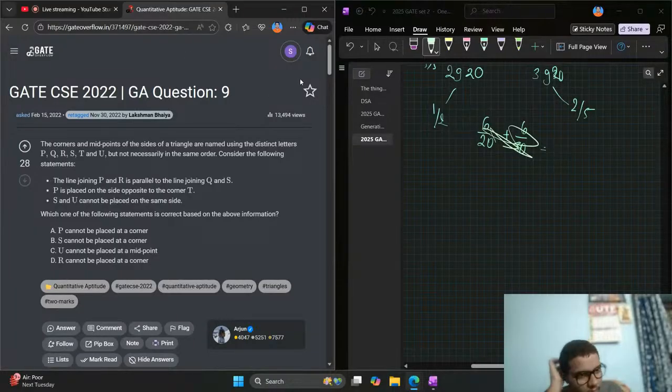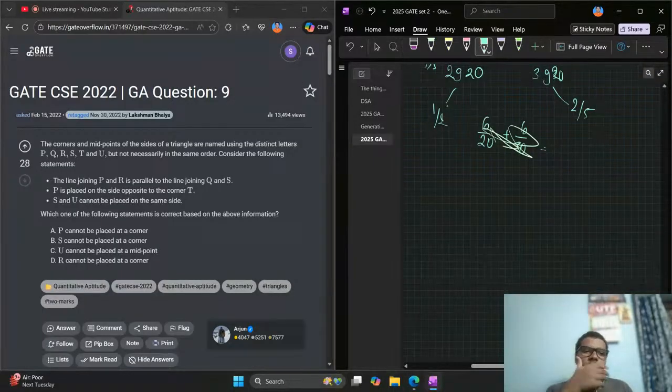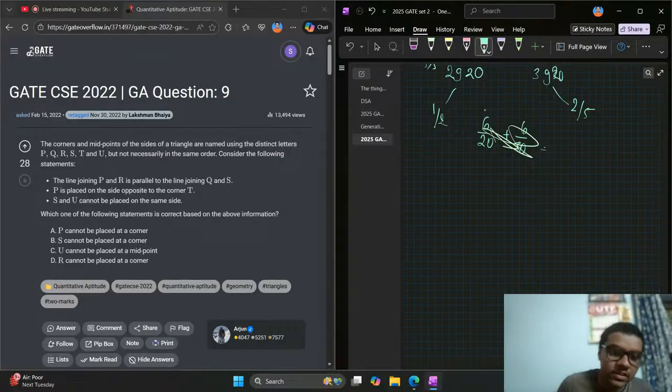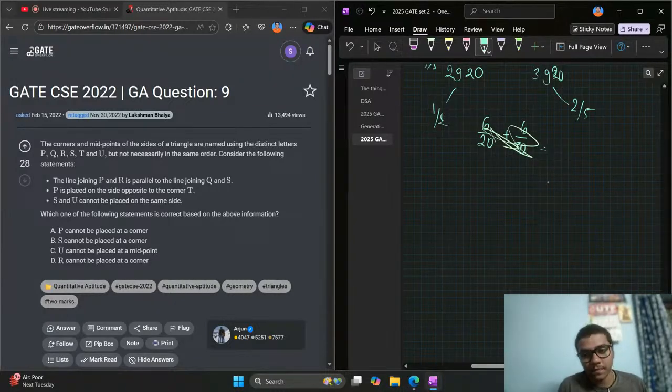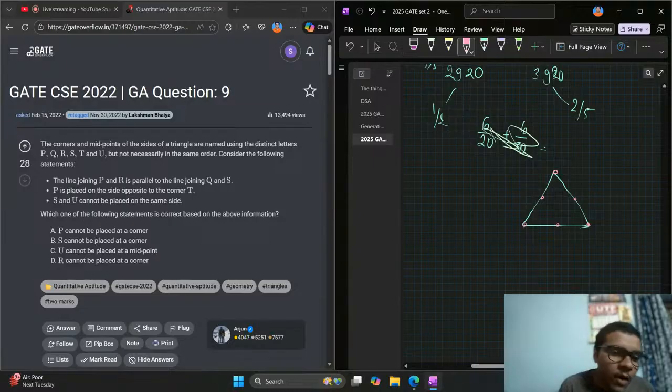The corners and midpoints of the sides of the triangle are named using distinct letters but not necessarily in the same order. Eating my brain here, people. So 6 points are determined: 1, 2, 3, 4, 5, and 6.